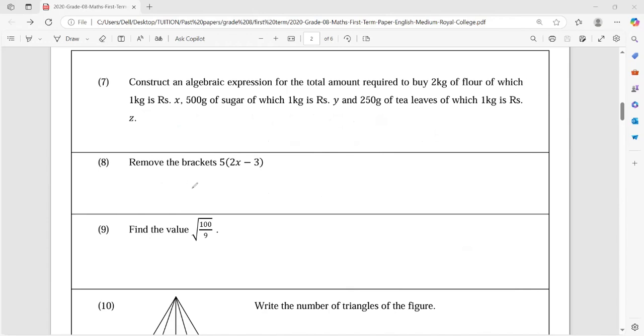Okay, now remove the brackets. Here you have to remove the brackets. 5 into 2x is 10x. 5 is plus, and 2x is also plus. The answer is 10x plus. And 5 into 3 is 15, and this 5 is plus, and 3 is minus. Therefore, the answer should be minus, right? And this is equal to 10x minus 15.